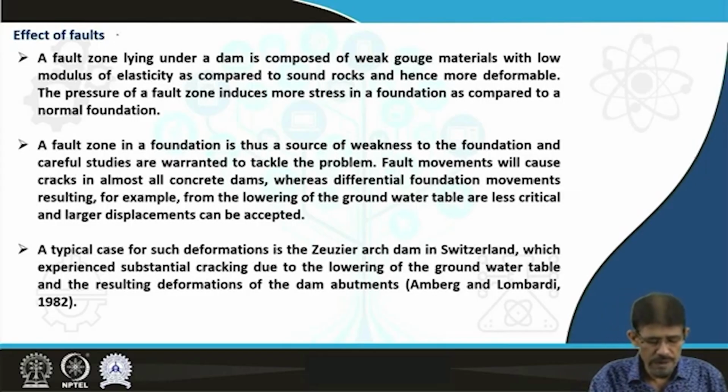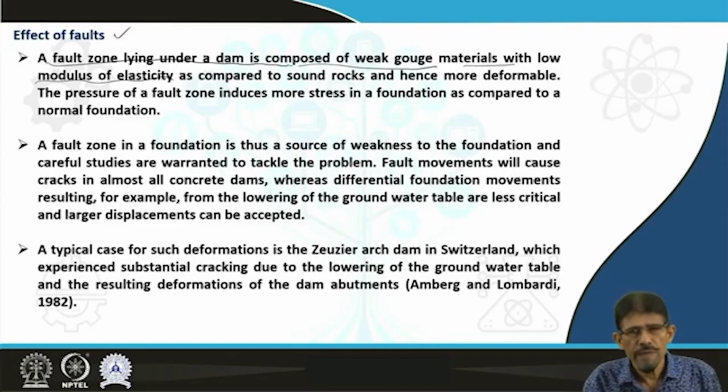Next aspect is the effect of faults. Friends, as you know, the fault zone is weak in nature, having friable materials like gouge and other deformed rock, fault breccia and others, which are not competent in supporting the weight of the dam as well as thrust. A fault zone lying under the dam is composed of weak gouge material with low modulus of elasticity and strength as compared to the sound rock exposed in fresh rock condition.